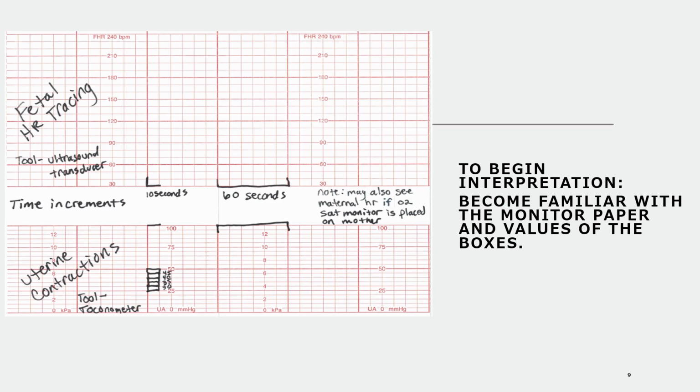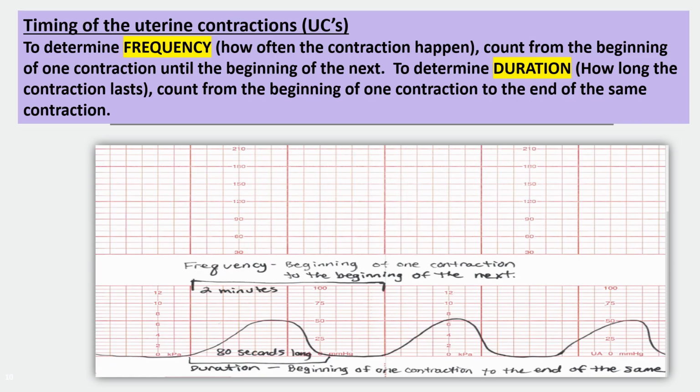This is just showing you again what all the boxes represent. The large solid boxes are 60 seconds or a minute long. Small ones are 10 seconds. You have increments going up and down on the fetal heart rate of 10, and then up and down on the contractions of 5. Very important you know how to read these.